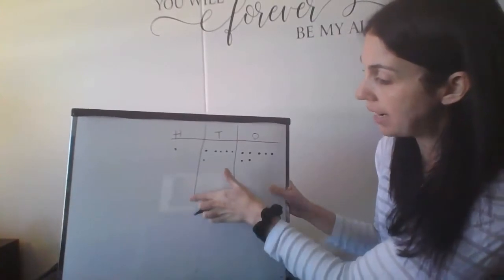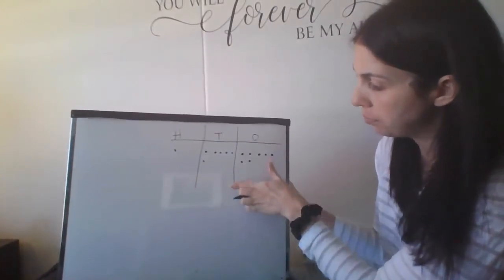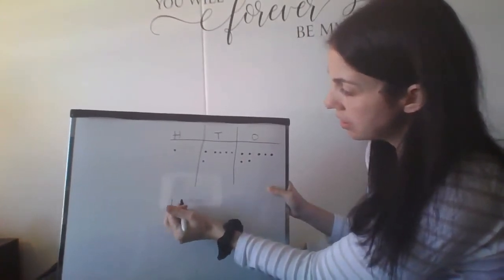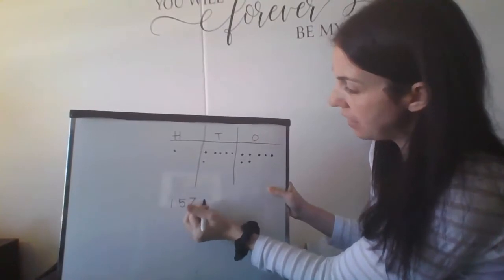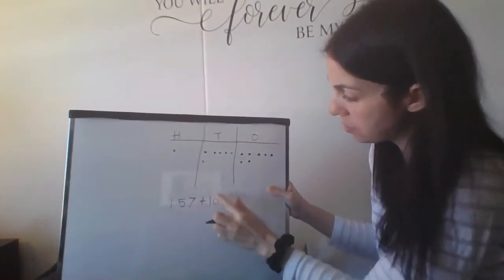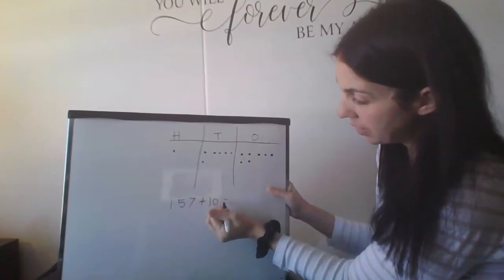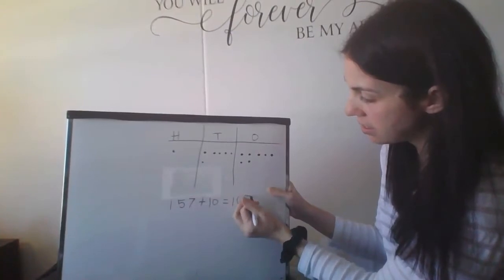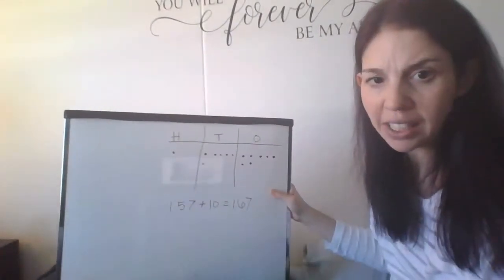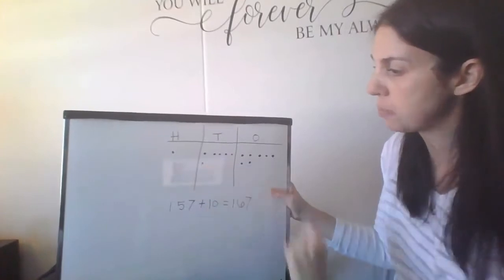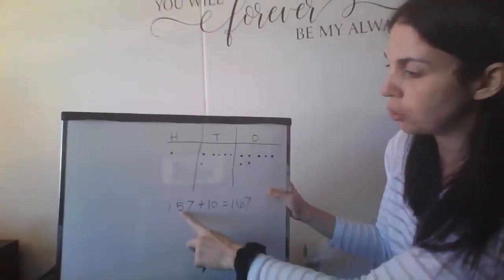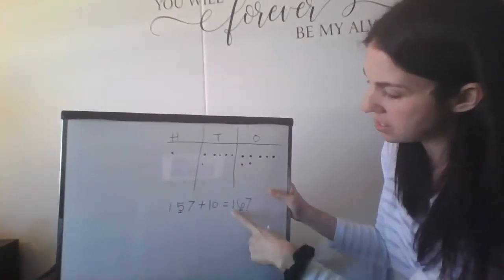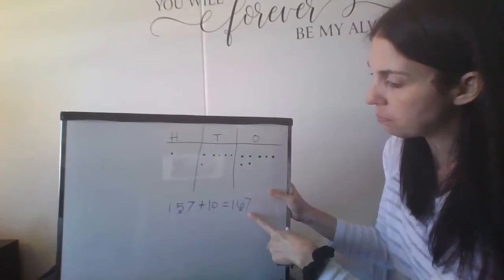If I wanted you to write an addition problem, we could say 157 plus 10 equals 167. Because all I changed was my tens place. If I added 10, the only number that changed was my 5 to a 6. My hundreds place stayed the same. My ones place stayed the same.